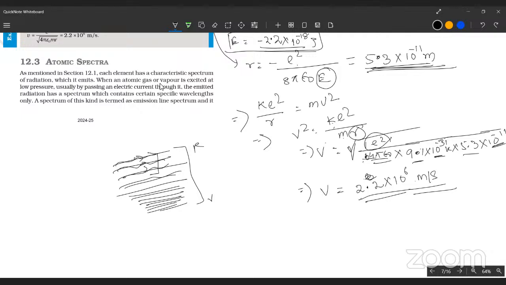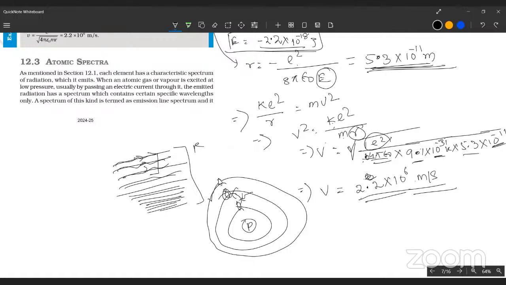So what is atomic spectra? Suppose this is a nucleus and an electron is there, a hydrogen atom, one proton, one electron. Now this electron can go to the excited state by gaining energy. This is the ground state, let's say. You put UV light or supply some energy, it will gain it and reach a higher excited state. When it jumps back to the original state, it will emit the energy.